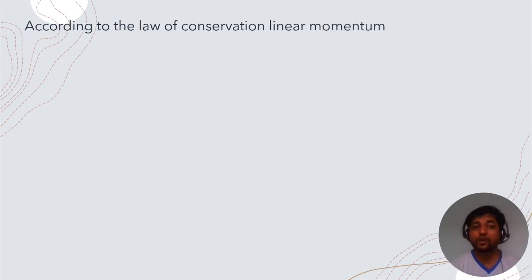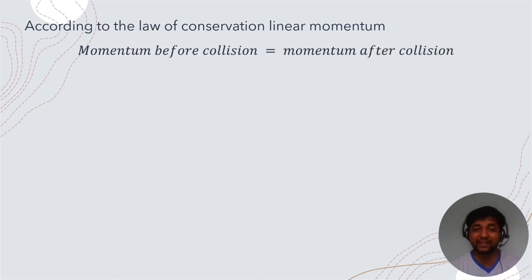So the law of conservation of linear momentum states that the total momentum of a system remains constant if no external force acts on it. That is, we can say that the total momentum before collision is equal to the total momentum after collision.